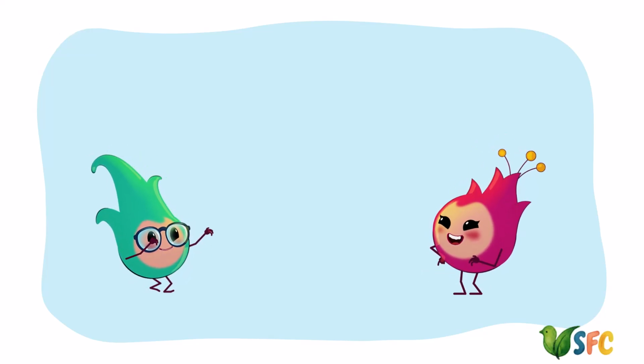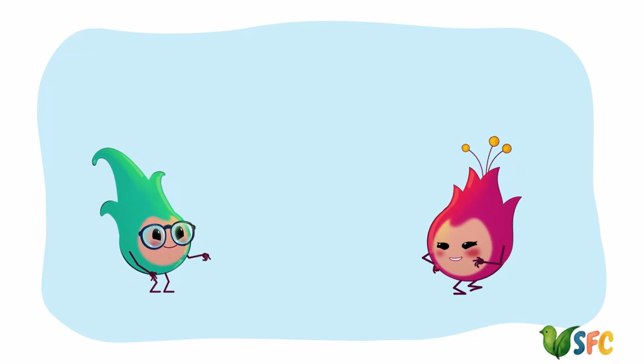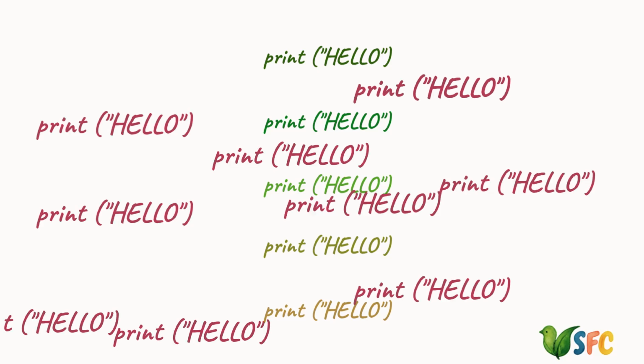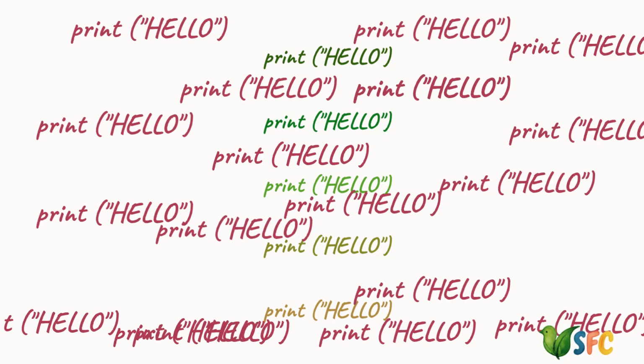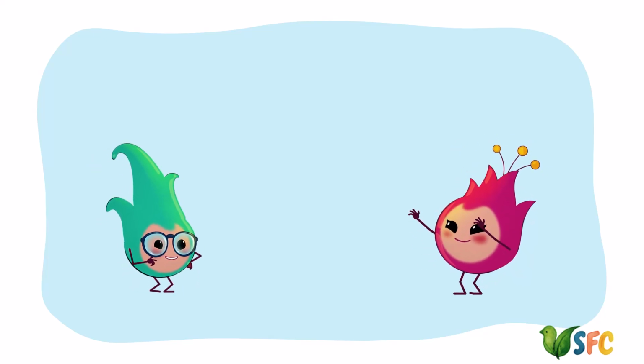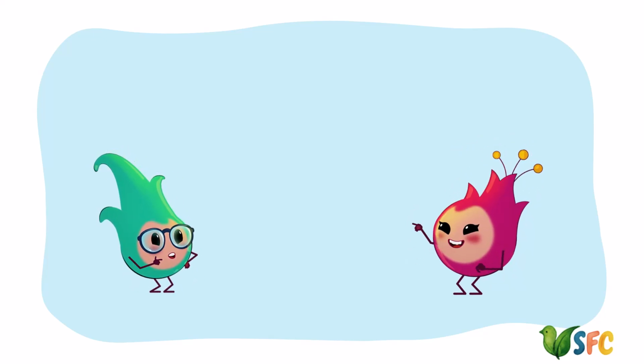Oh, I want the computer to say hello 5 times. I know how. Print hello, print hello, print hello, print hello, print hello. Oh, wow. So if you wanted to say hello to 100 people, would you write it 100 times? No way! That's way too much. Exactly. That's why Python gave us a much easier way.